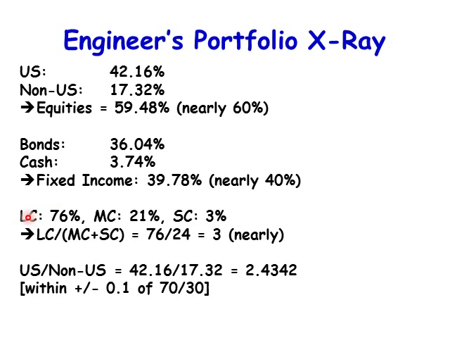Now let's look at the ratios here. Large cap is 76%, mid cap is 21%, small cap is 3%. So this ratio, large cap divided by mid cap plus small cap, is 76 divided by 24, which is close to 3. 75 by 25 is 3, and this one is one more than 75 and one less than 25. Now non-US to US is 42.16 divided by 17.32, which is 2.4342, and it is within plus or minus 0.1 of 70 divided by 30. So our ratios all match. Let's go to the portfolio, where at least the ratios match, and let's see what we get.